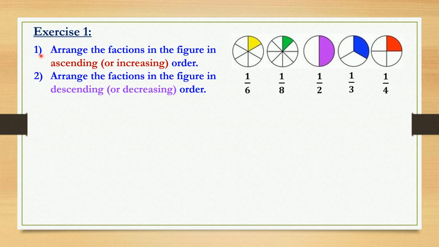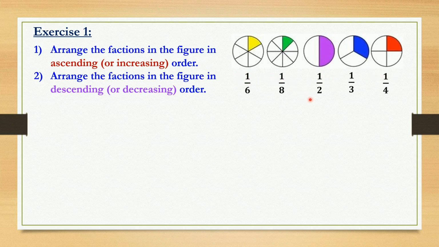Exercise 1. Arrange the fractions in the figure in ascending or increasing order. This is part 1. So here we have 5 fractions, 1 over 6, 1 over 8, 1/2, 1/3, and 1/4. If we look at the pieces here, we notice that 1/2 is the greatest fraction. So here these 5 fractions, they all have the same numerator 1.